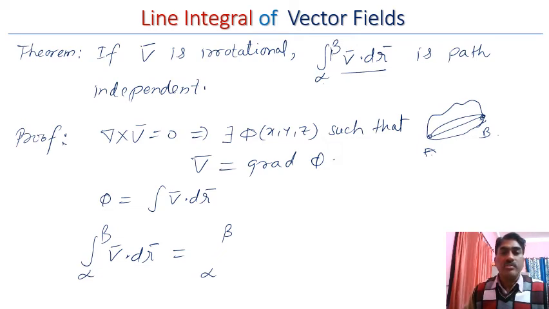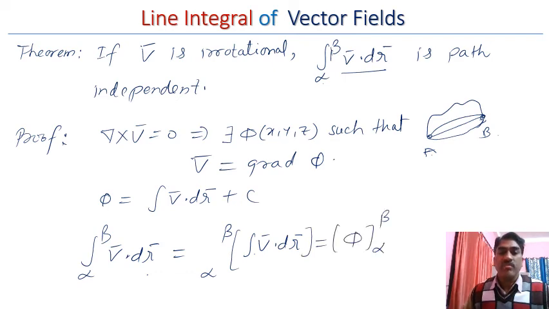So this V dot dr plus a constant c, you will write this as phi from alpha to beta, because phi has nothing to do with the integration process, it is independent. Simply the integral of V dot dr is phi, so this is independent of path. Just the initial value alpha and final value beta will contribute to phi, so it is path independent.